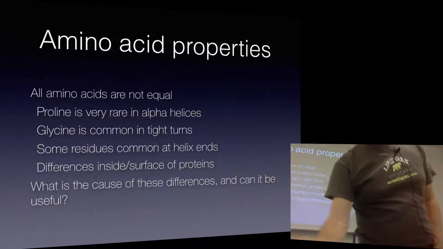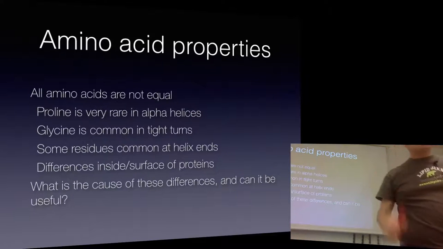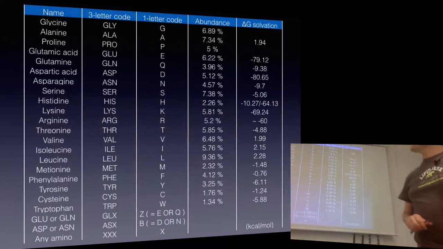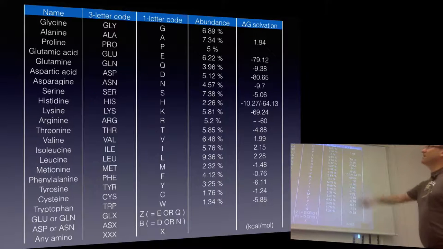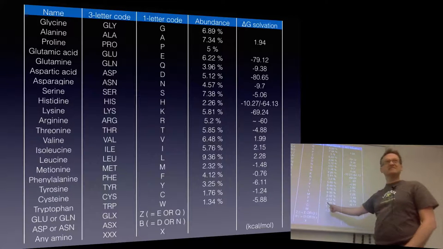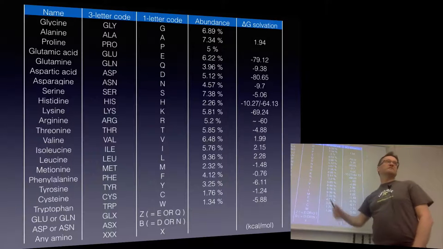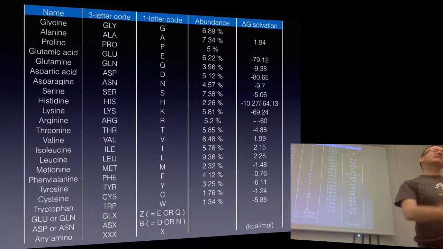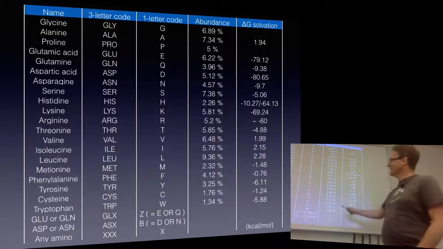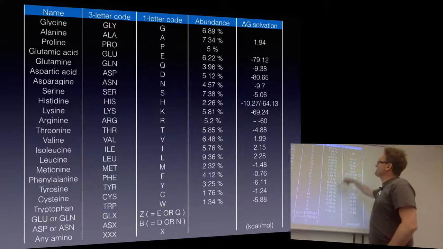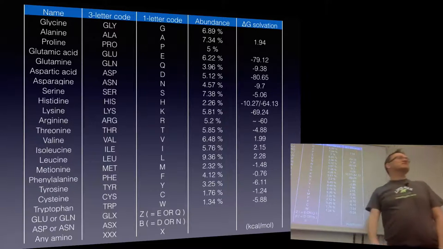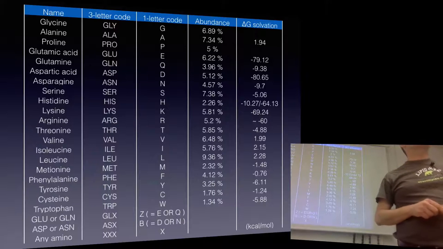I will very briefly cover the properties of amino acids too. We've done that too, so I'm going to skip through this a little bit quicker. Three-letter code, one-letter code, the abundance. We've already covered this, and as a reality check, what determines the abundance? It's a good guess, but the relative abundance is how frequent these amino acids are in nature, and that's determined by.